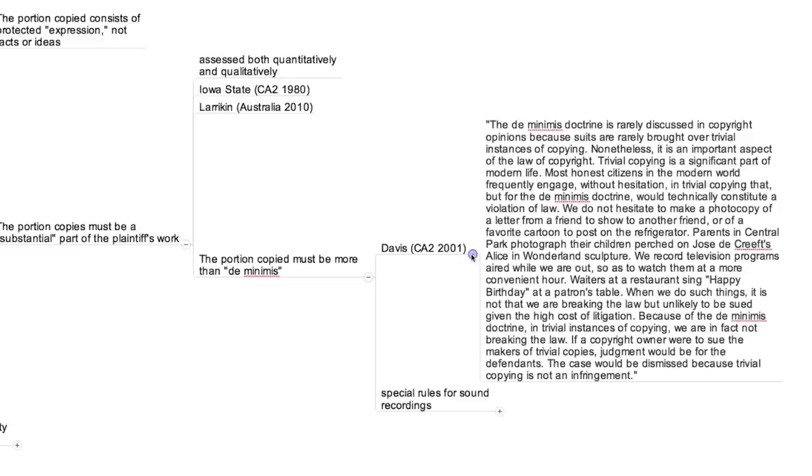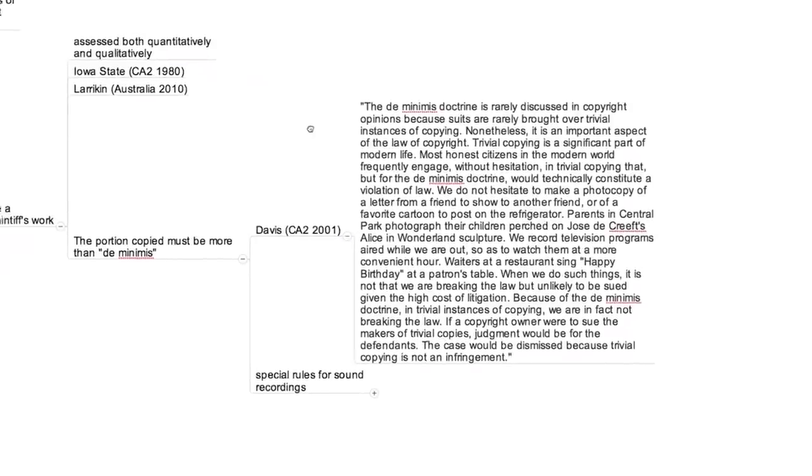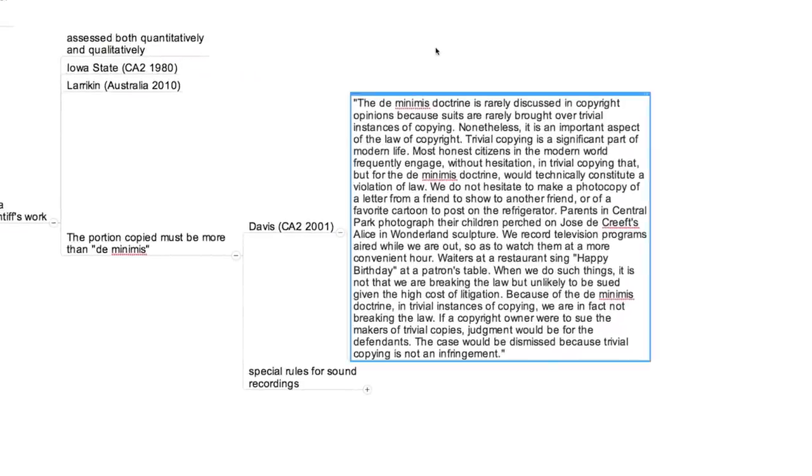Quote, the de minimis doctrine is rarely discussed in copyright opinions because suits are rarely brought over trivial instances of copying. Nevertheless, it's an important aspect of the law of copyright. Trivial copying is a significant part of modern life. Most honest citizens in the modern world frequently engage without hesitation in trivial copying that, but for the de minimis doctrine, would technically constitute a violation of the law.